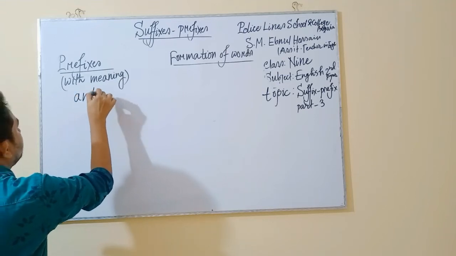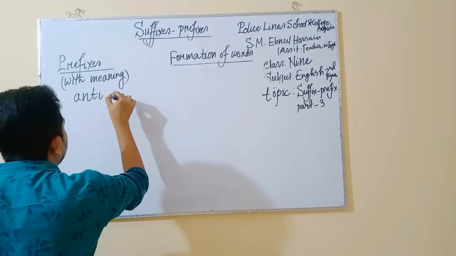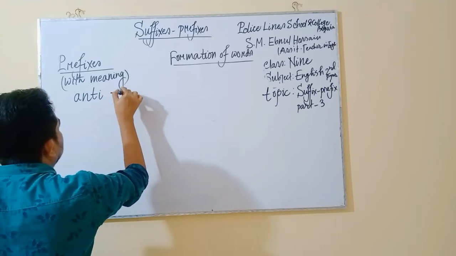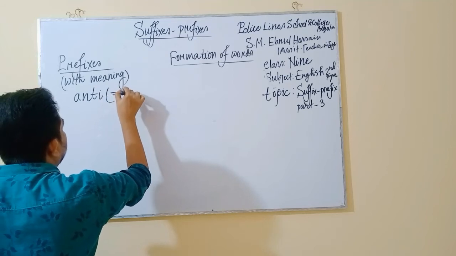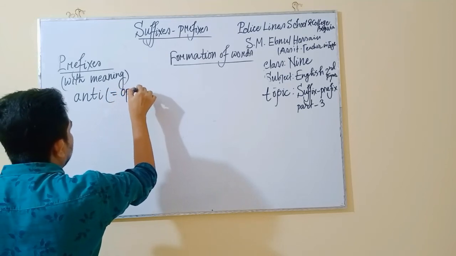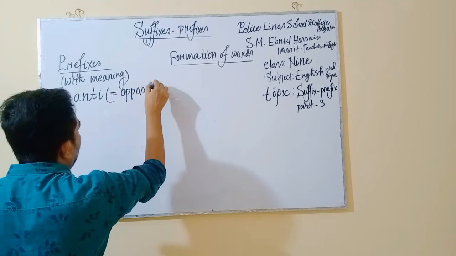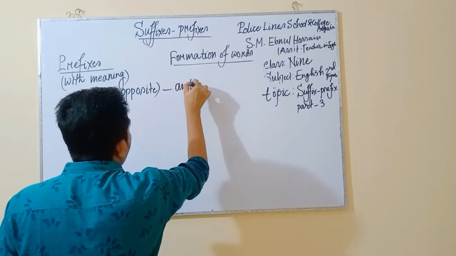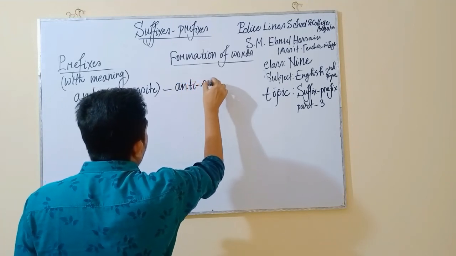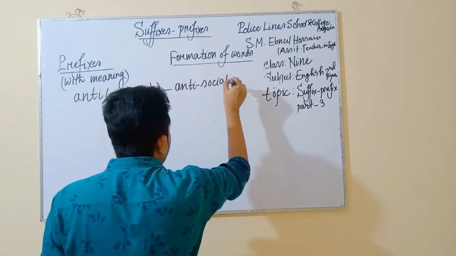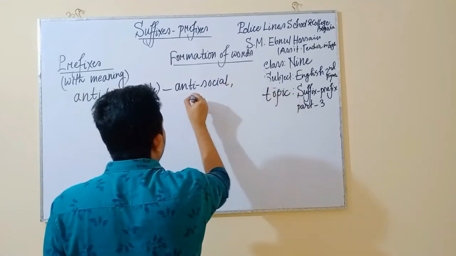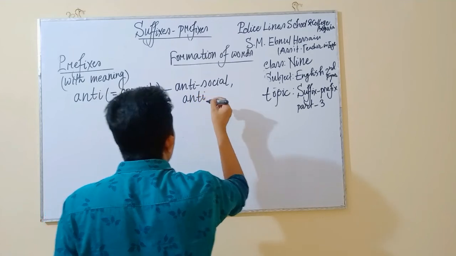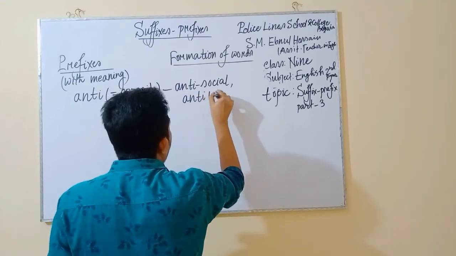ANTI. This prefix gives the meaning of the opposite sense. ANTI means opposite. That means antisocial, antibiotic.